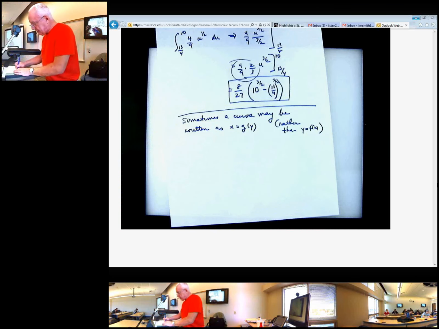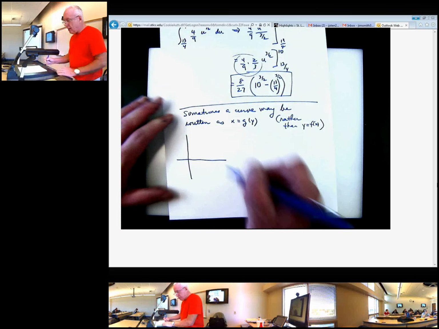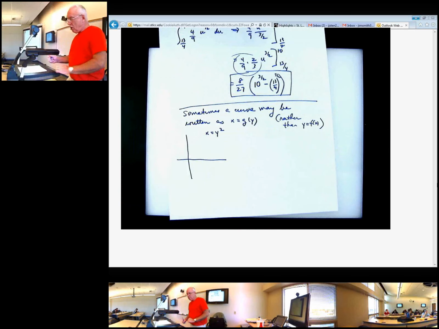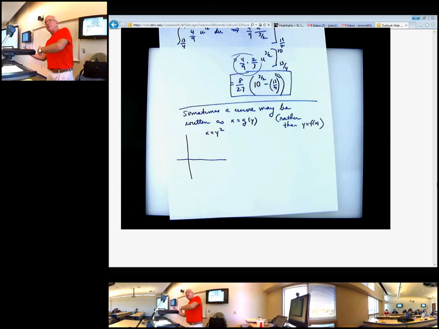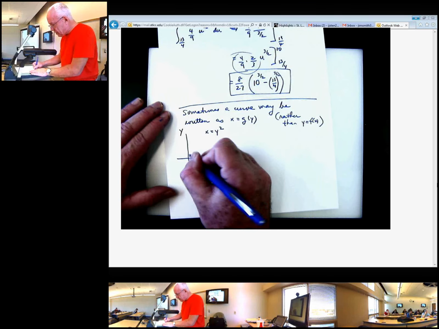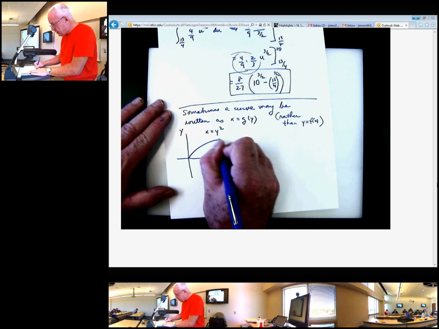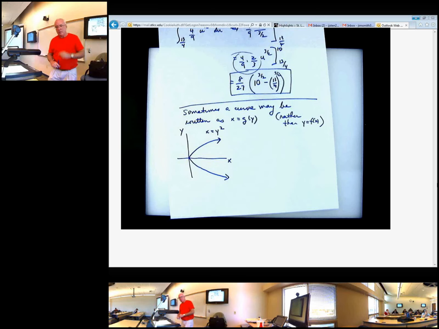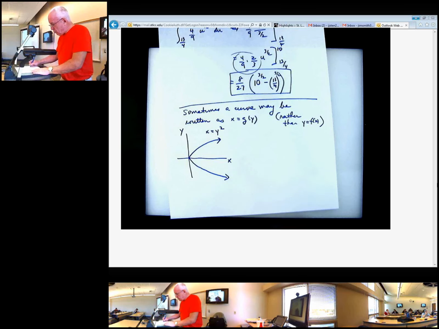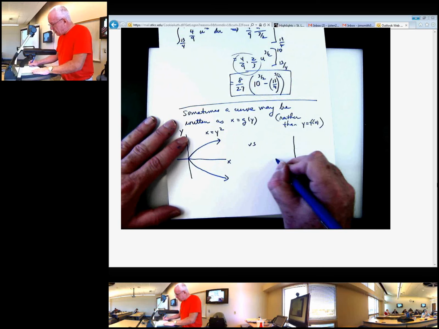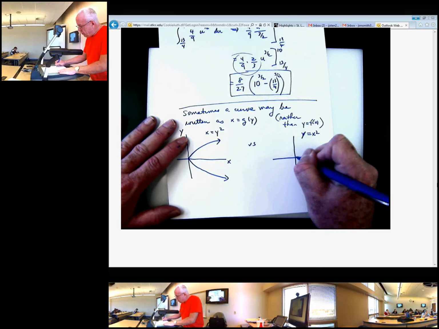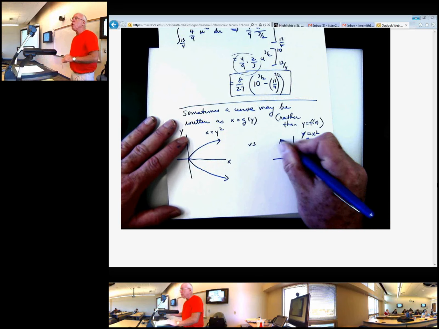Probably one of the easiest examples of this would be something like x equaling y squared. This is basically a sideward tilting parabola. Here's our y-axis, our x-axis. It's going to curve like this, and it's going to curve like that. That's what our curve would look like. Versus the way we're usually used to seeing things, y equal to x squared, where the curve is drawn like that.